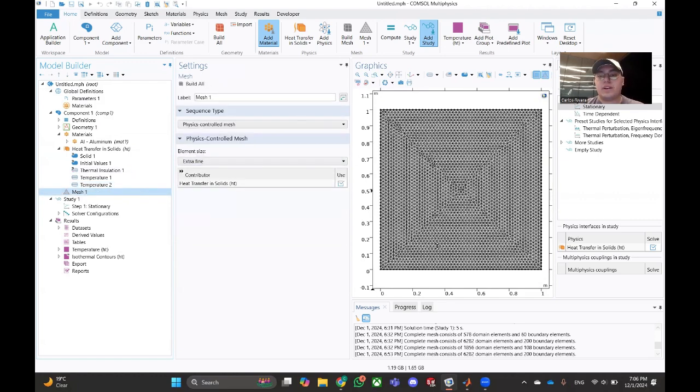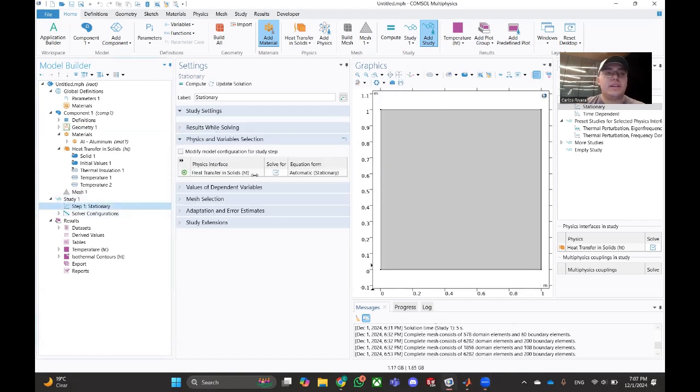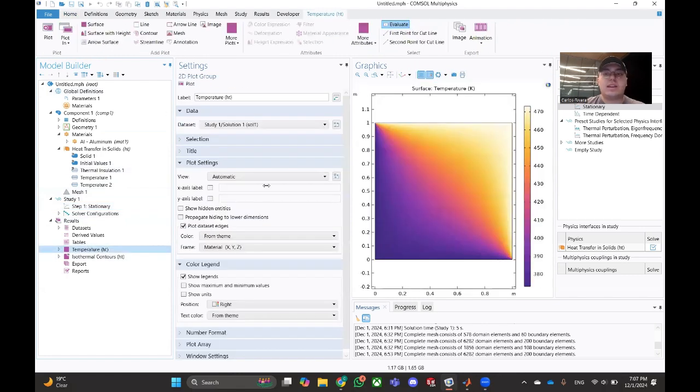I used the extra fine mesh because it has about 6,000 domain elements, which is about the same number of nodes that we would have in the MATLAB code, which is about 2,500. Then I included the stationary study and I clicked compute and I got this graph that's very similar.